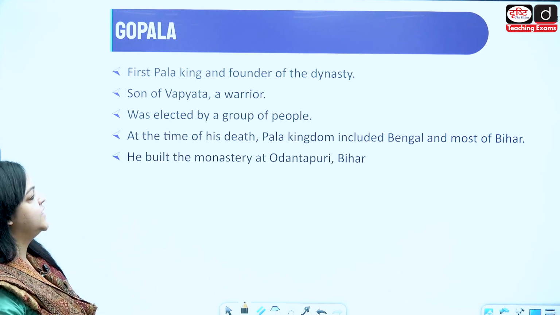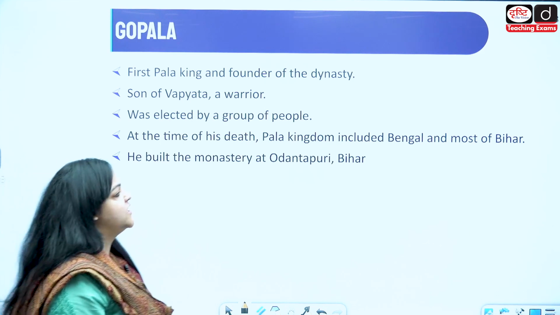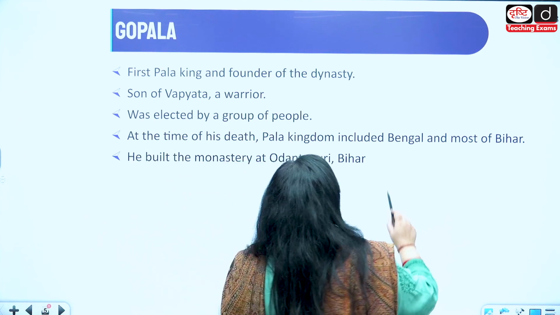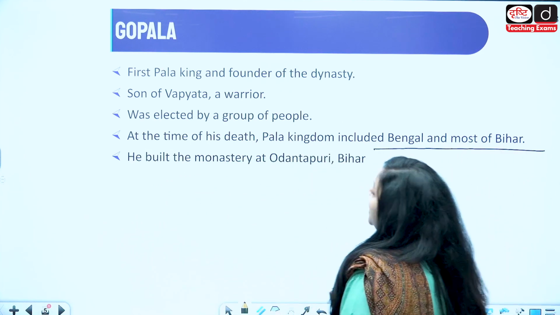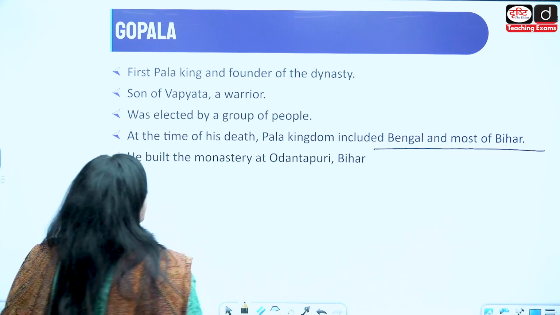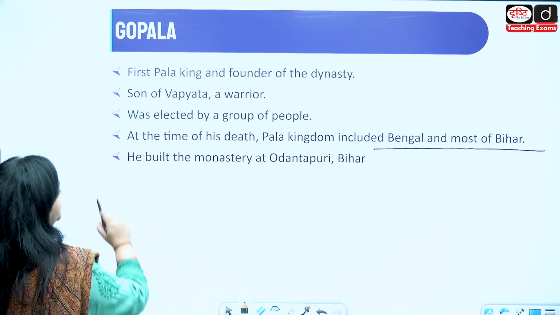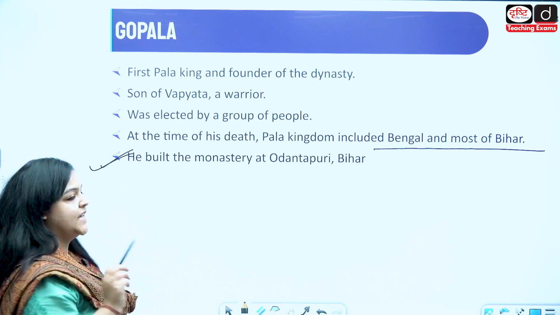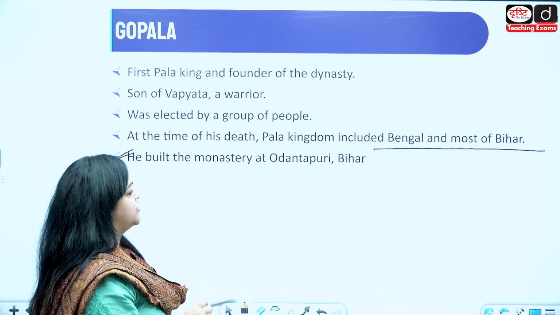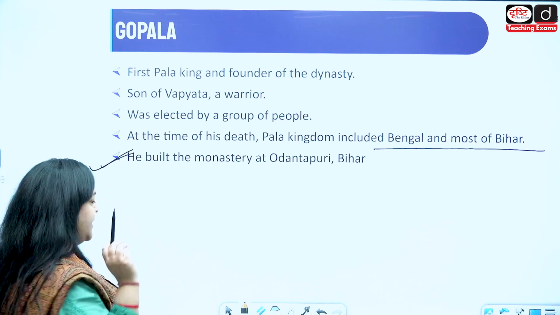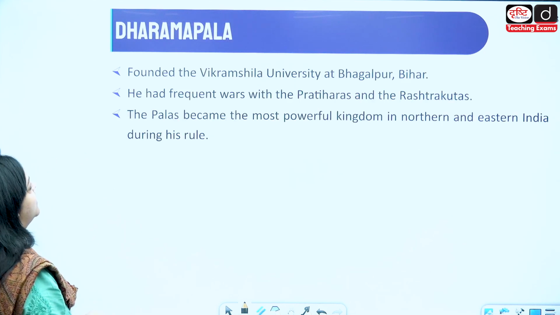At the time of his death, the Pala kingdom included Bengal and most parts of Bihar as well. And he had built the monastery in Odantpuri, Bihar. So please remember his contribution. What has he done? He has built a monastery in Odantpuri in Bihar. All right.